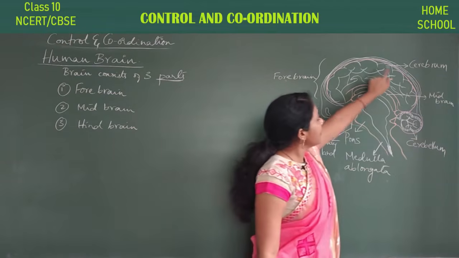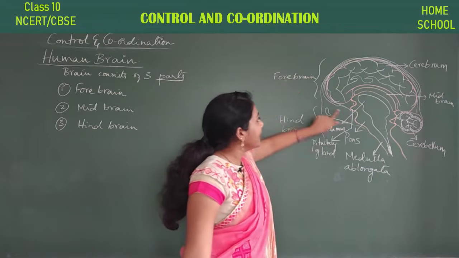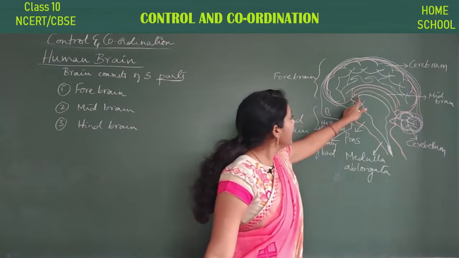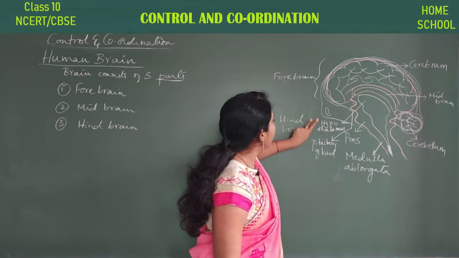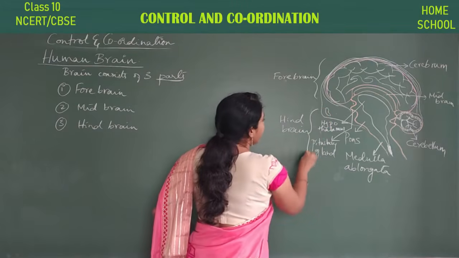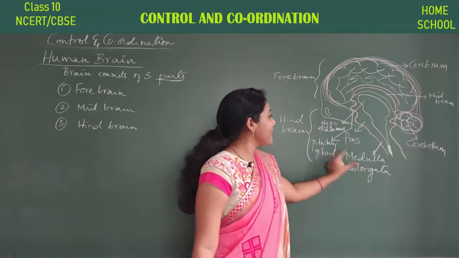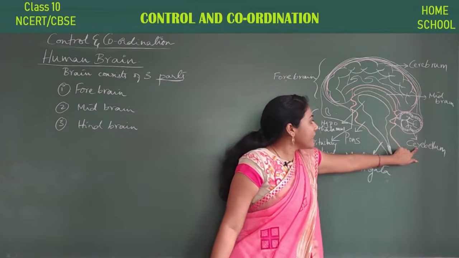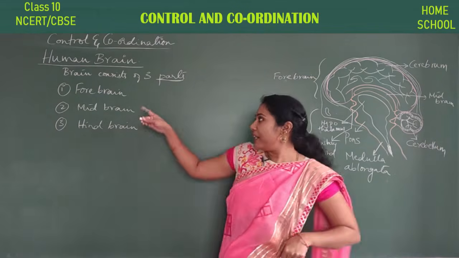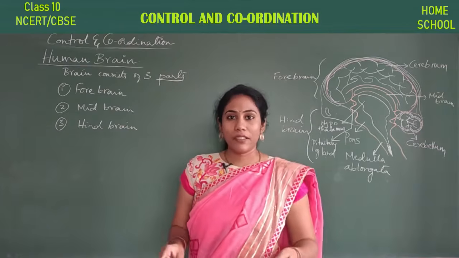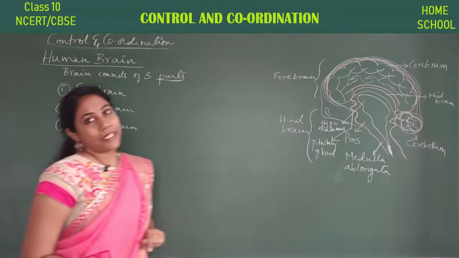So what is this? Cerebrum, the entire part, this is called the forebrain, the front side of the brain. Then this is the midbrain, and the entire thing from here is called the hindbrain. The hindbrain is again divided into three parts: cerebellum, pons, and medulla oblongata. Each and every part, let us discuss one by one. First and foremost, let us discuss the forebrain.